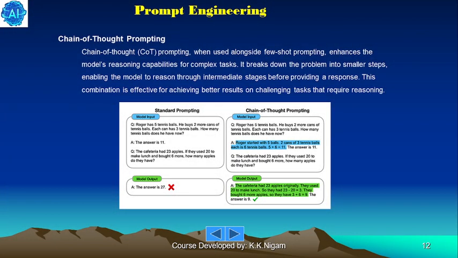Chain of thought prompting, that is chain of thought or COT prompting, when used alongside few-shot prompting, enhances the model's reasoning capabilities for complex tasks. It breaks down the problem into smaller steps, enabling the model to reason through intermediate stages before providing a response. This combination is effective for achieving better results on challenging tasks that require reasoning.